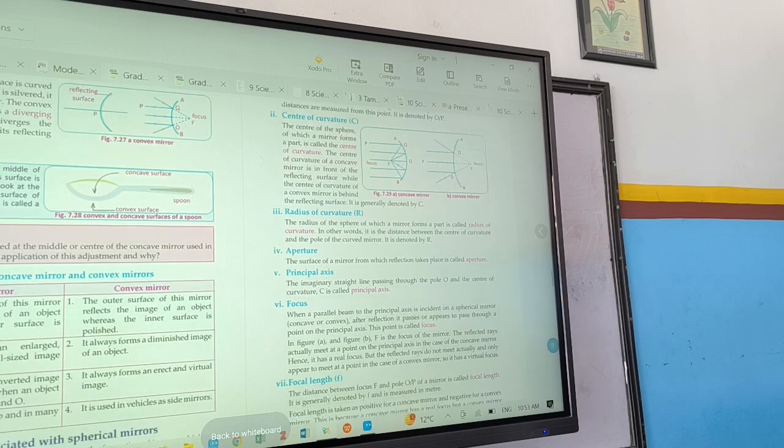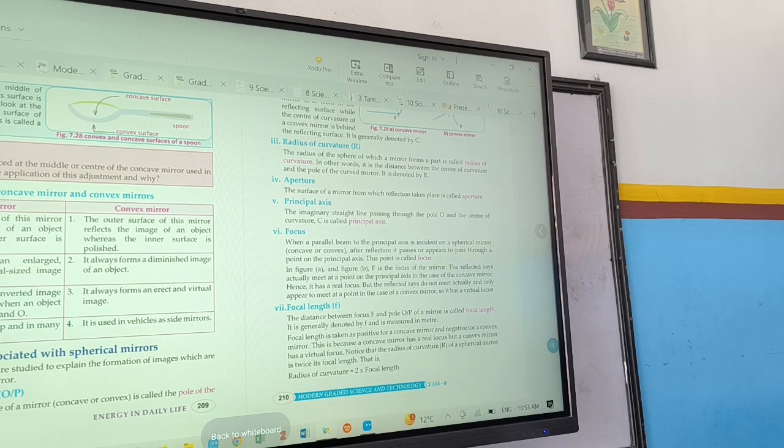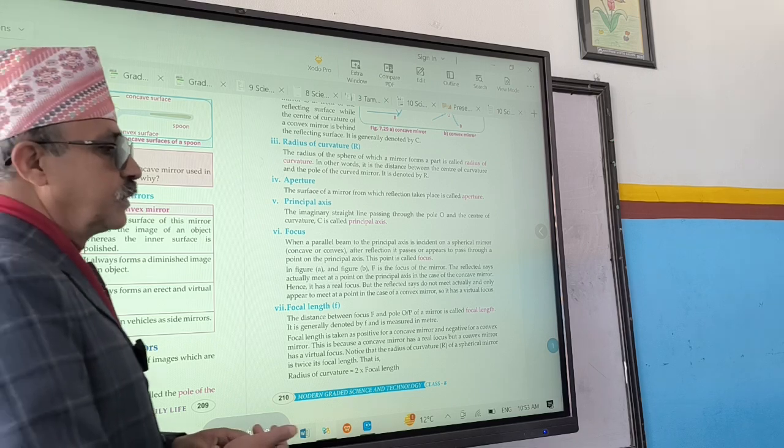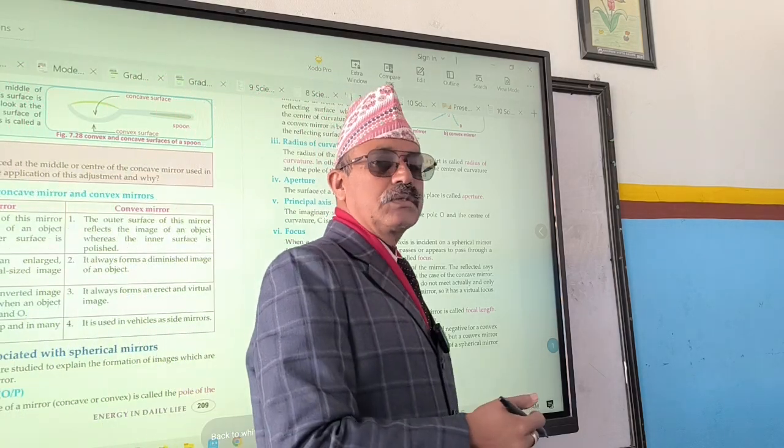Question number 3. Differentiate. D-I-F-F-E-R-E-N-T-I-A-T-E. Differentiate between concave and convex mirror in 3 points. Done?